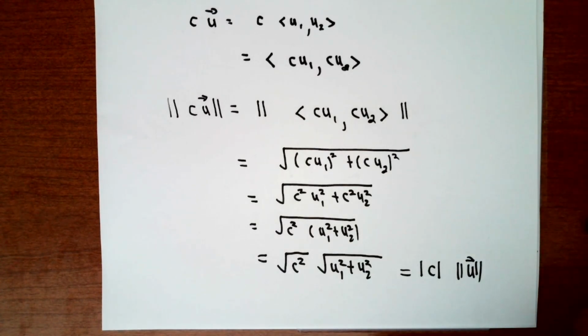This is pretty much what we expect. If the c is positive, say 3, this says that the length of 3 times u is 3 times the length of u. If c were negative 3, this says the length of the vector negative 3 times u is absolute value of negative 3, which is 3, times the length of u. So our expectation is satisfied.